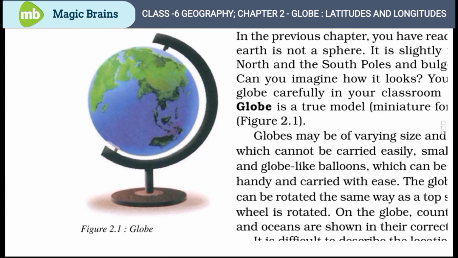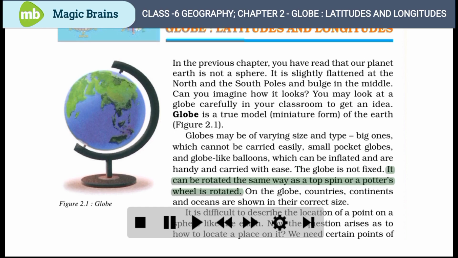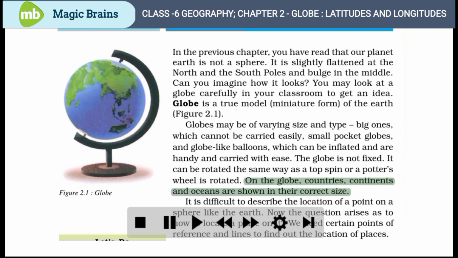Figure 2.1 shows a globe. Globes may be of varying size and type. Big ones, which cannot be carried easily. Small pocket globes and globe-like balloons which can be inflated and are handy and carried with ease. The globe is not fixed. It can be rotated the same way as a top spin or a potter's wheel is rotated. On the globe, countries, continents and oceans are shown in their correct size.